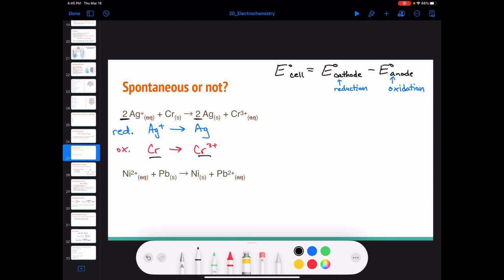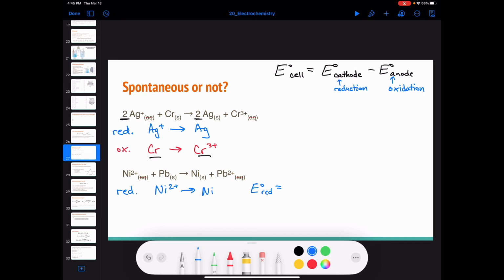Okay, so let's go ahead and write out our reduction reaction. Reduction is where it's decreasing, right? So it looks like it's nickel 2+ going to nickel metal. And for the E reduction value of that on the table, you have to make sure that you go exactly from nickel 2+ to nickel, right?